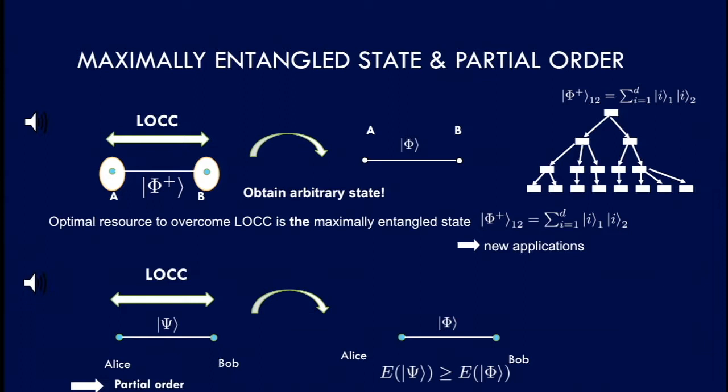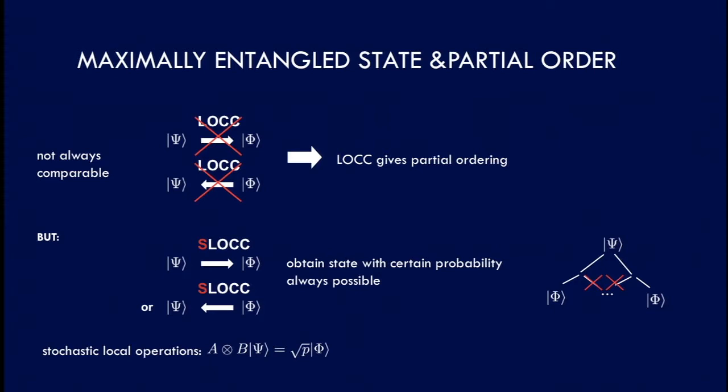Now, as I said before, apart from identifying the most entangled state, we also know whenever it is possible to go from a state psi to a state phi. This gives us a partial order in the Hilbert space, so it gives us some structure. But it's only a partial order, and this is what I want to comment on here, because there are pairs of states that are not related via LOCC, neither in one direction nor in the other. So this is why LOCC gives only a partial order relating some of the states, not all of them, to each other.